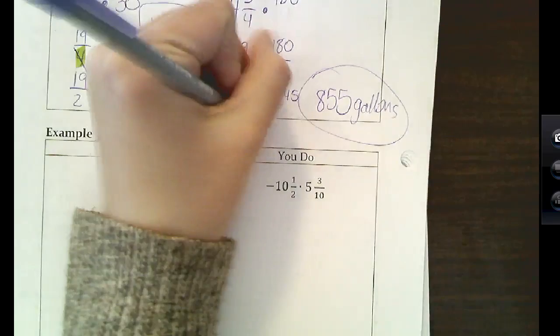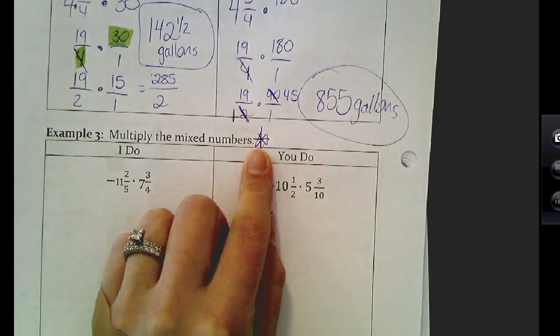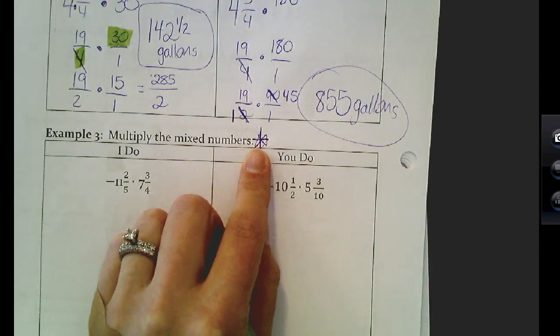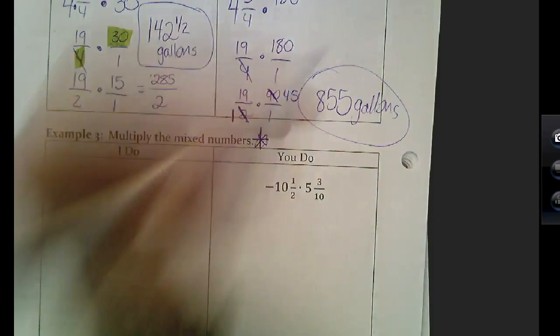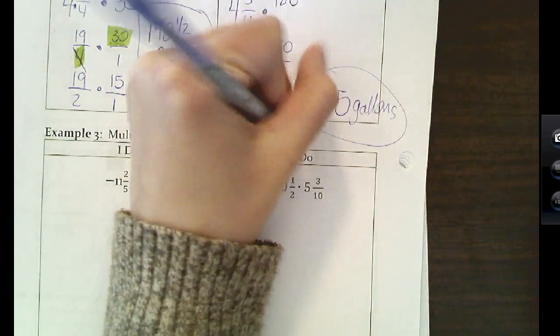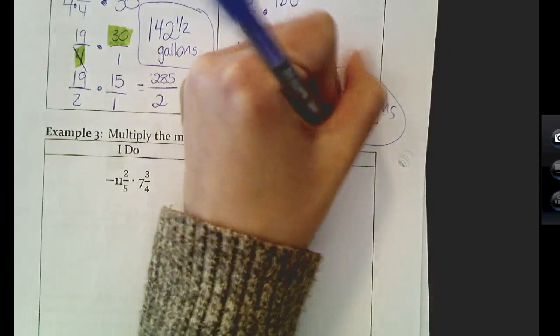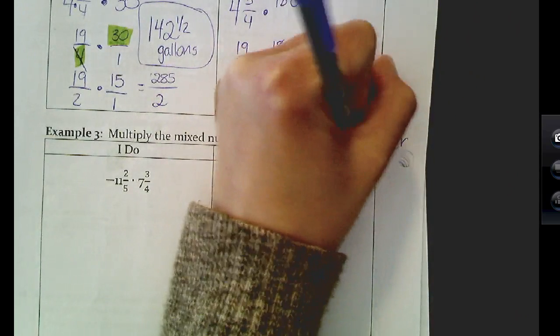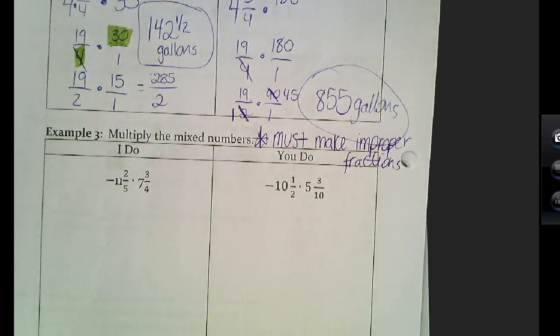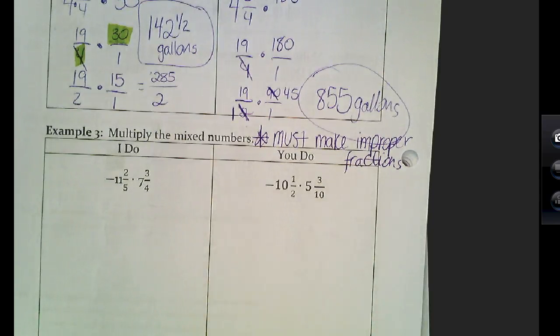I want you to write a note here to yourselves. Go ahead and write a little star, so you can write a note as a reminder. In order to multiply mixed numbers, you must make improper fractions first. So write: must make improper fractions.